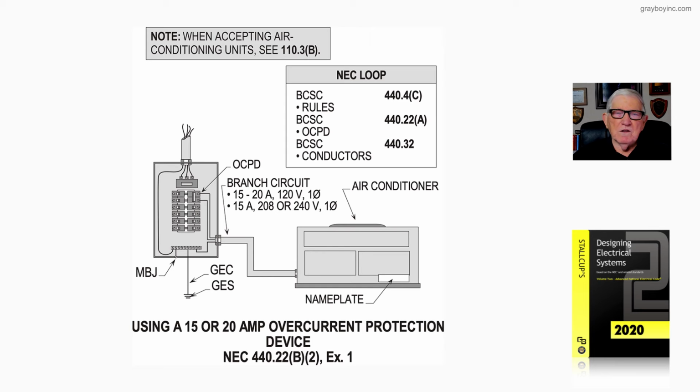Now that's what this figure 19-13 is dealing with, is when you're using a 15 or 20 amp overcurrent protection device in accordance with 440.22b2 exception 1 in the NEC to allow an air conditioning unit with a soft start to be connected to a 15 amp or 20 amp overcurrent protection device when the voltage is 120, 208, or 240. In other words, no voltage is greater than 250 volts or less.